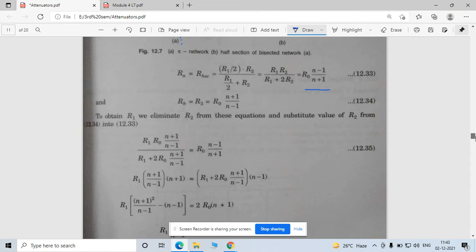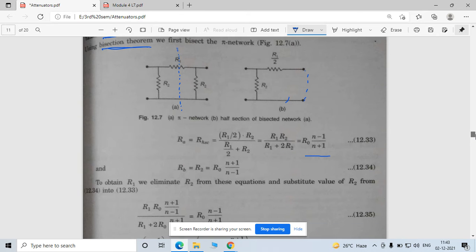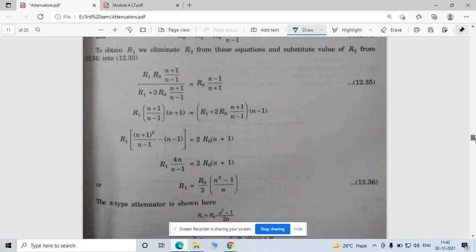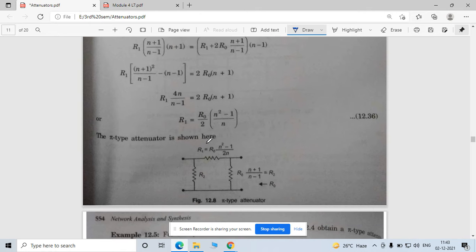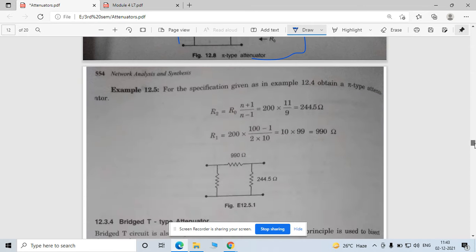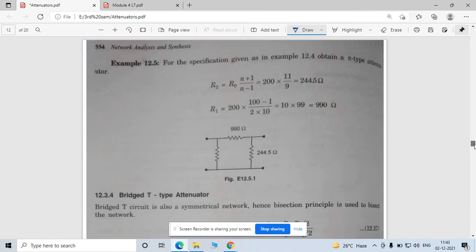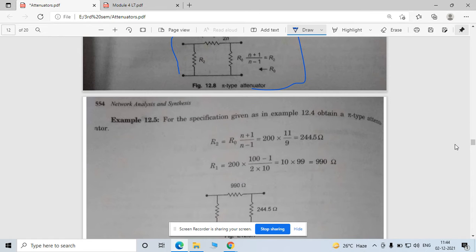So these are the parameters for your pi network. Now represent those parameters in this pi circuit, the pi network form. Now on the basis of this, one example is given here. See that example and try to solve it.